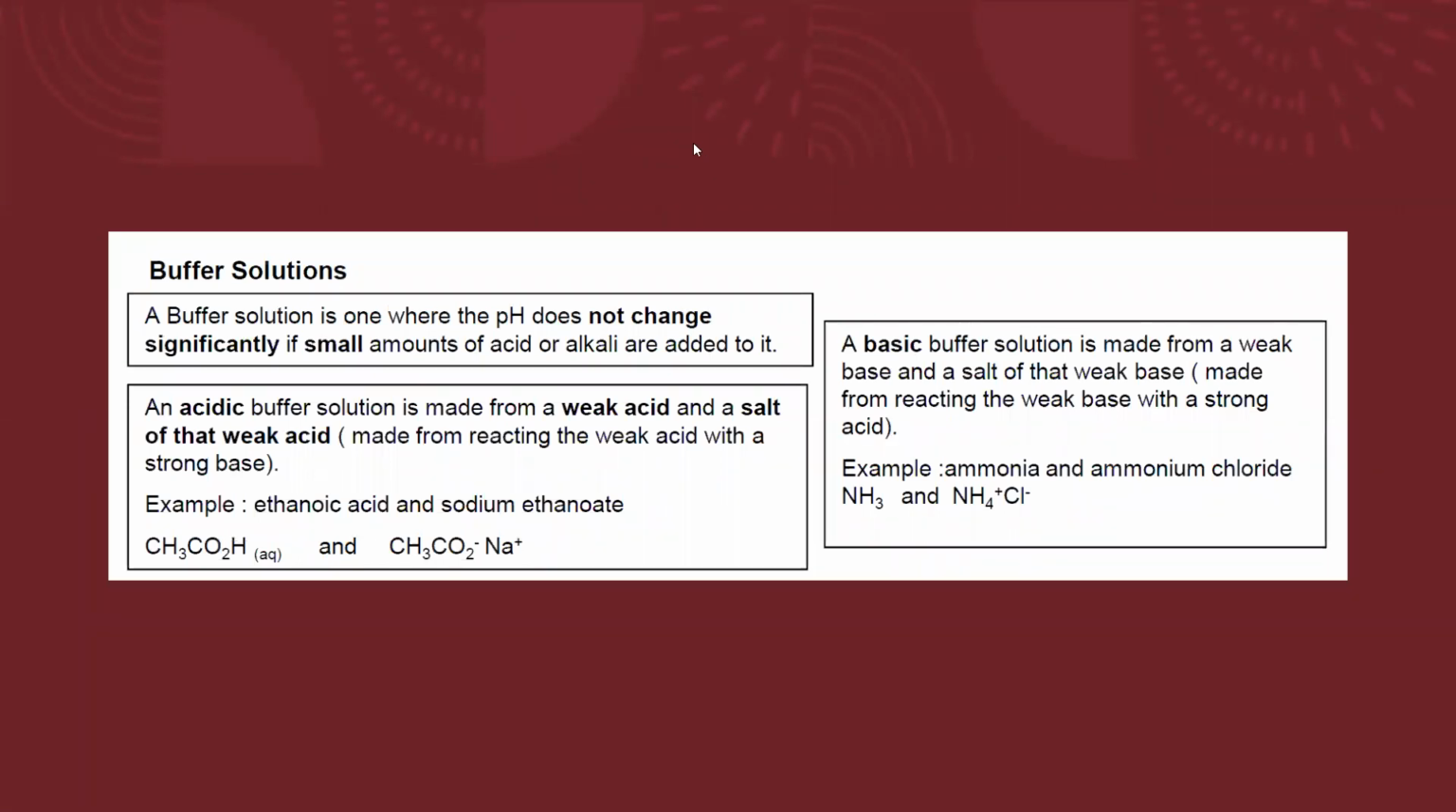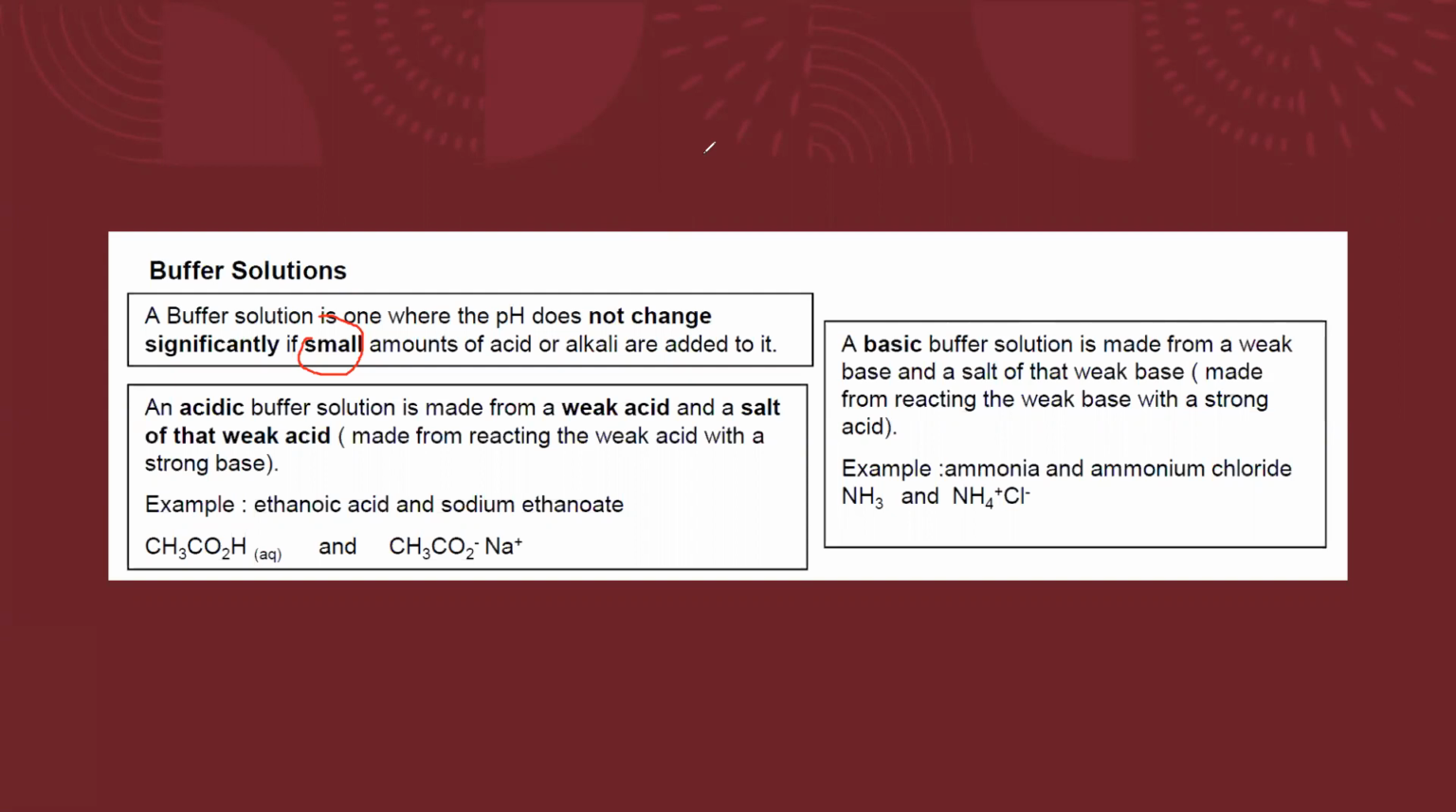Then what is a buffer solution? A solution which resists the change in pH if a small quantity, that's the important thing, is added. It is not like you add too much. If you add a small quantity of acid or alkali and the solution does not change its pH, we call that solution a buffer solution. You can have an acidic buffer solution or a basic buffer solution. An acidic buffer solution is a mixture of weak acid and its salt, and a basic buffer solution is a combination of weak base and its salt.